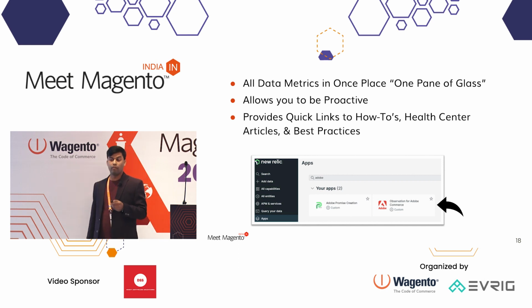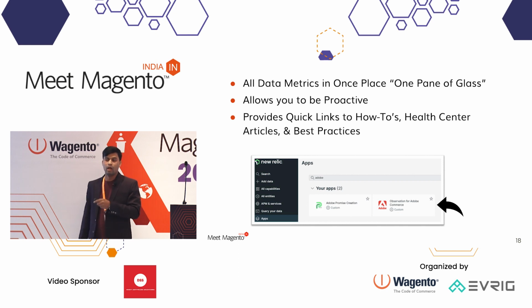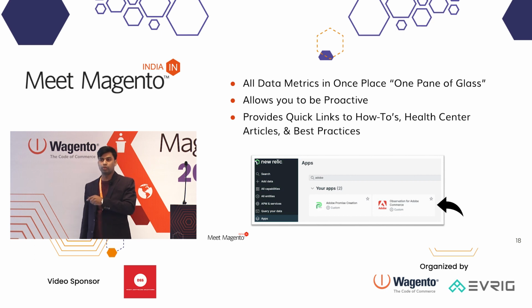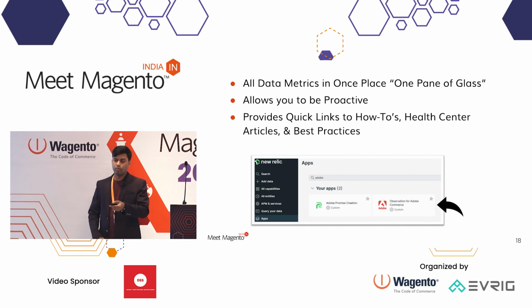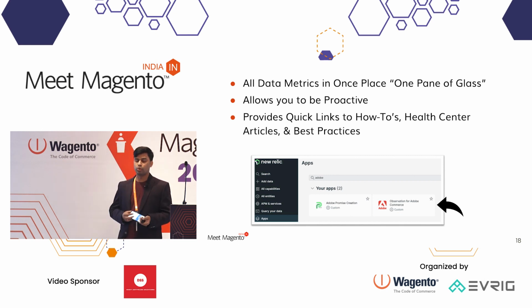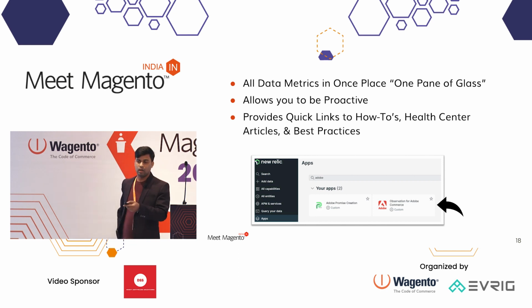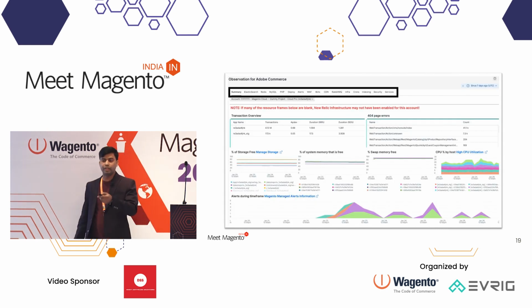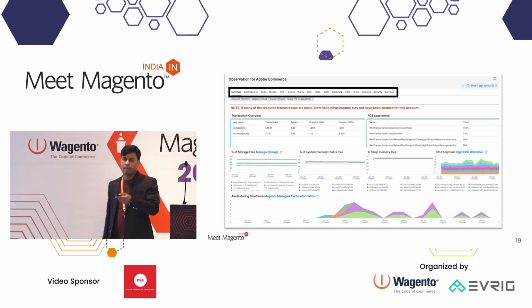And it also provides very useful links. For each section, we have very useful links and help center articles as well. With that, you can navigate and see how you can improve that particular metric. So from here, if you go to NewRelic and go to apps, you can see on the right hand side down, you can see observation for Adobe Commerce. If you click on this, you will see this screen, and this screen is pretty interactive.